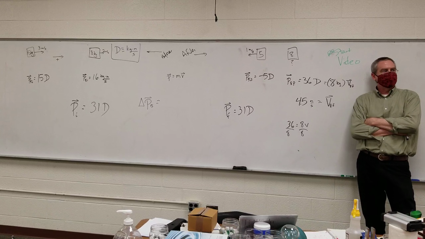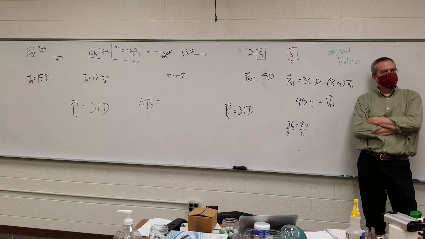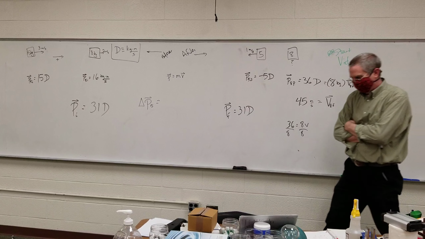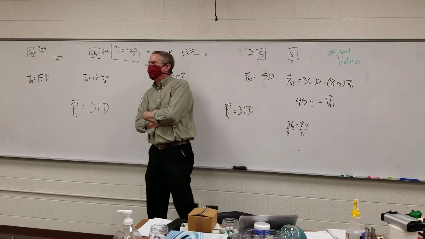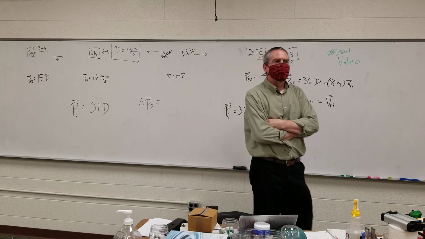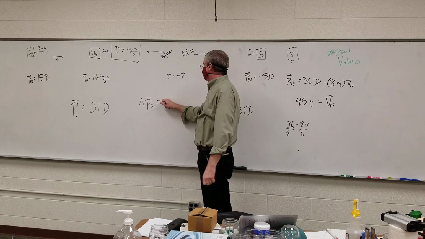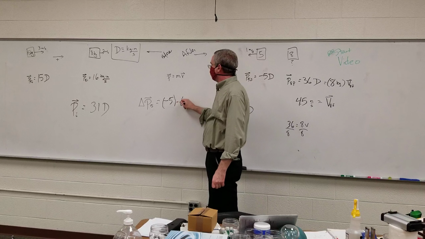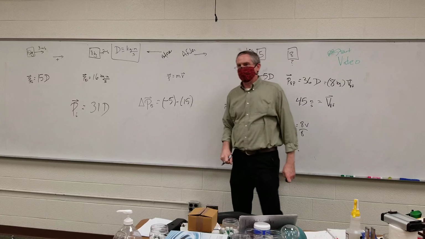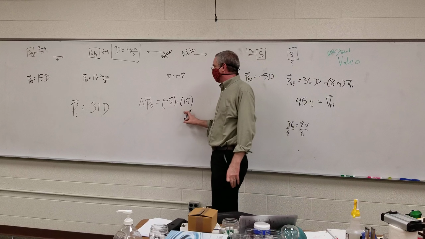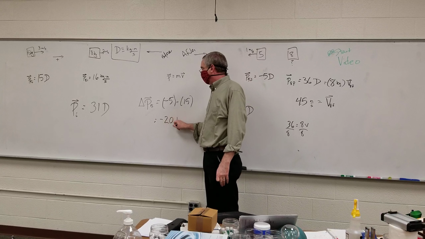Is it negative 20D? Before you dismiss that, what's changed? How do you find change? Subtracting the final minus the initial. Yes, final minus initial. My final is -5, my initial is 15. I'm just looking at the 5 kilogram mass, not the whole thing. It's -5 minus 15, which is -20D.